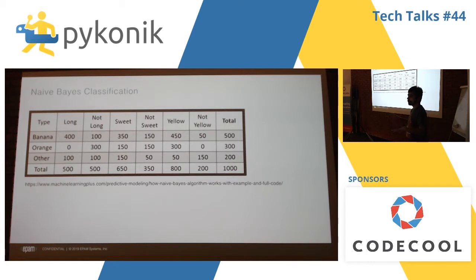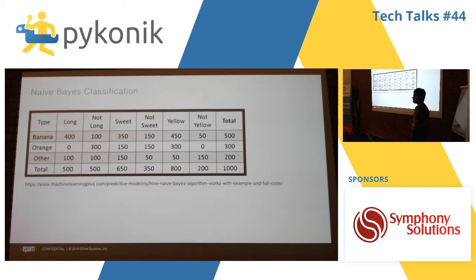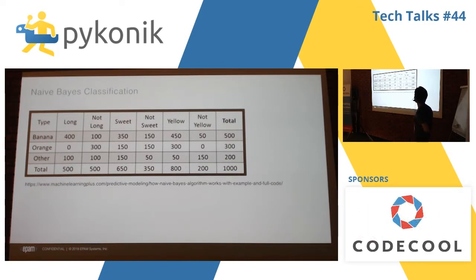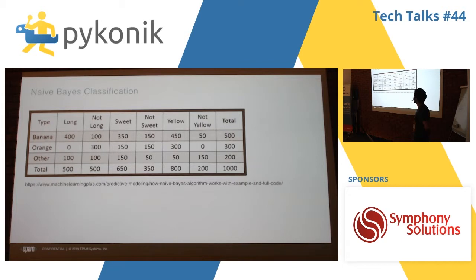We have that kind of values, and we are summarizing all the features and getting a total value for the banana. For the given example, the probability score is 500 for banana, 300 for orange, and 200 for other. So the total is 1000. So probably the given item is a banana. The given image or text is related with banana. So that's how naive Bayes classification works, basically.